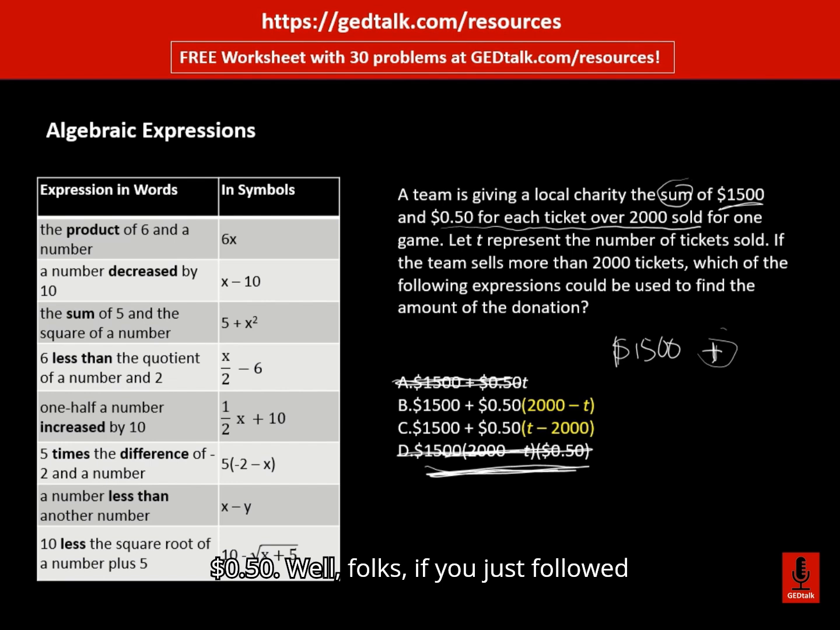Well, folks, if you just followed what I said verbally, when I said they're going to take the total number of tickets sold and then minus 2,000 from that, you know it's going to be letter C. That is the equation that we would use to figure out the amount of that donation. Just make sure you're paying attention not only to the wording, you guys, but even if you get stuck with the wording, do some common sense and think to yourself, okay, if the total number of tickets sold is more than the 2,000, this is going to end up with a negative number multiplying the 50 cents, which is not what we want at all. So C is our answer.